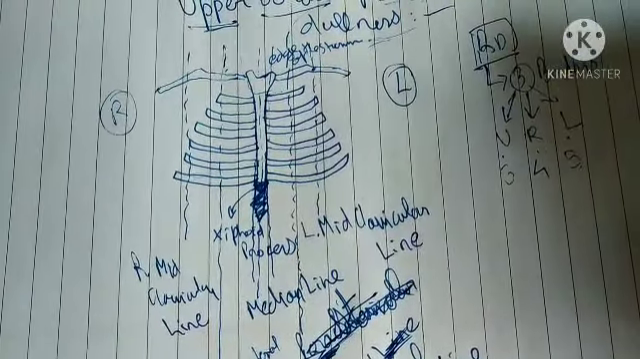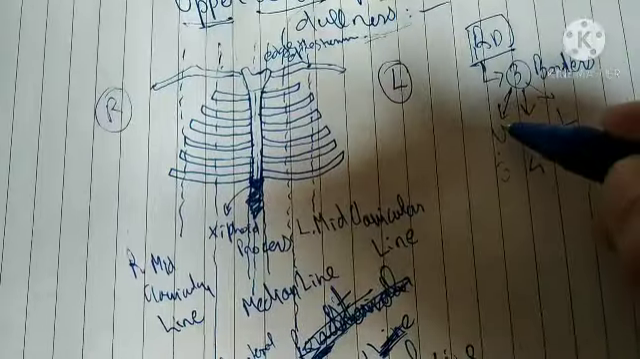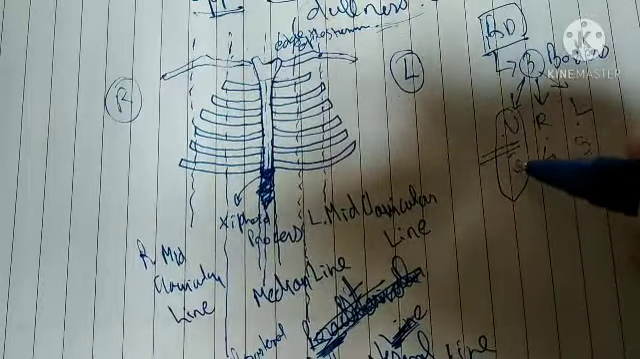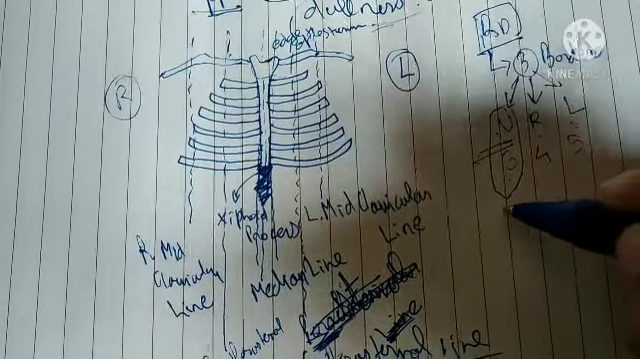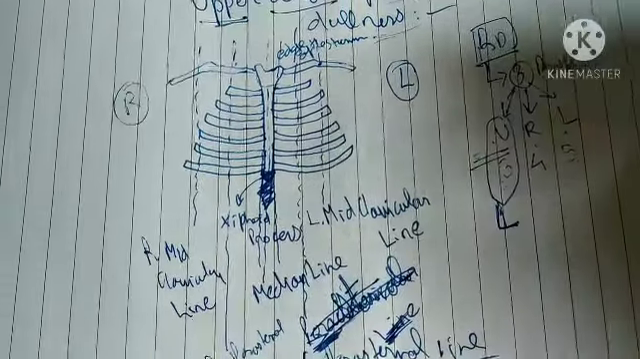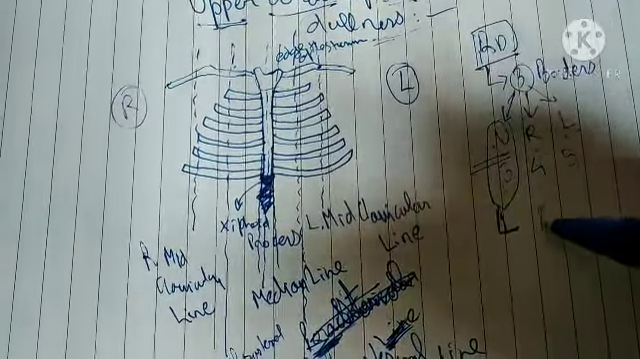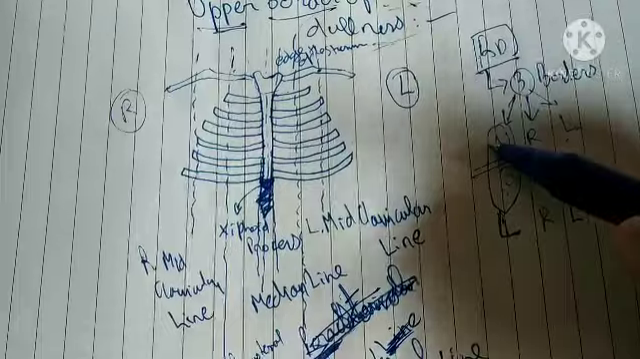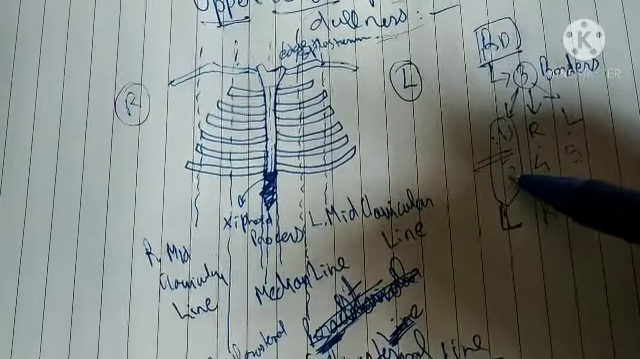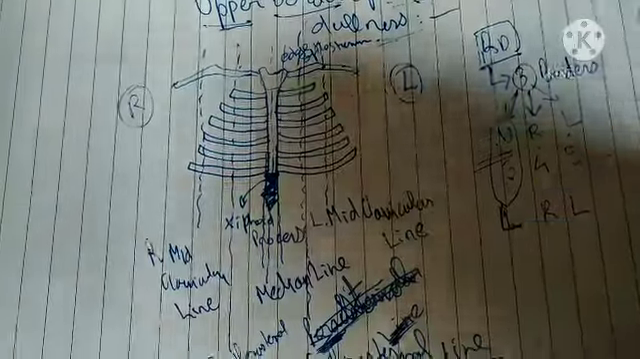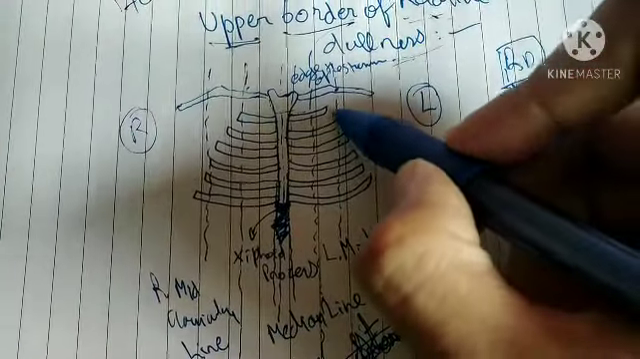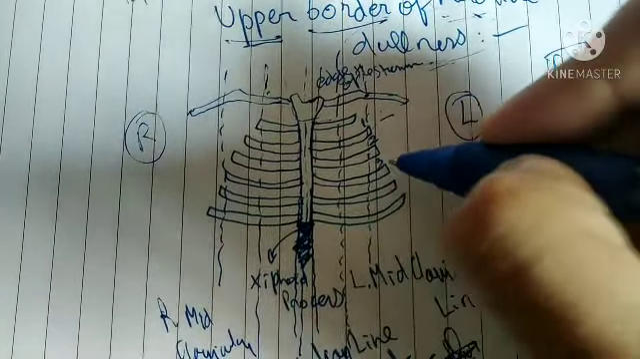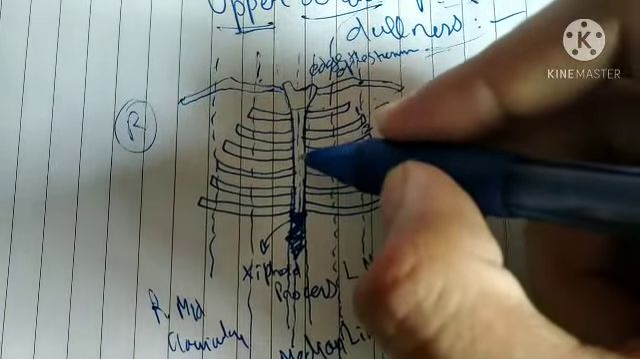My topic is to define the upper border of relative dullness. It is located in the 3rd intercostal space on the left side. The right border is located on the right side, and the left border on the left side. Very simple. So find it here: this is the 1st intercostal space, this is the 2nd, this is the 3rd intercostal space. The 3rd intercostal space is very vast and big.